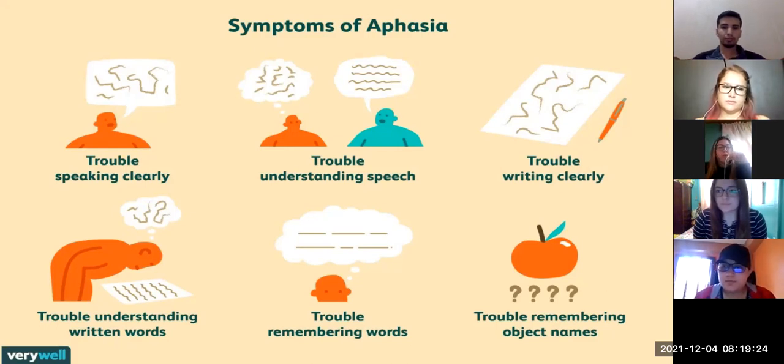Also, it's important to mention that because the damage is in the front of the brain, which is really important for motor movements, people with this kind of aphasia often have right side weakness or paralysis of the arm and leg.